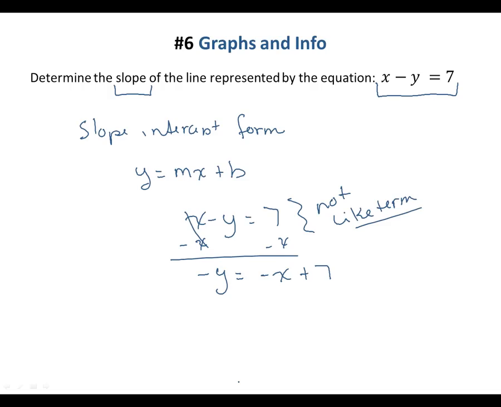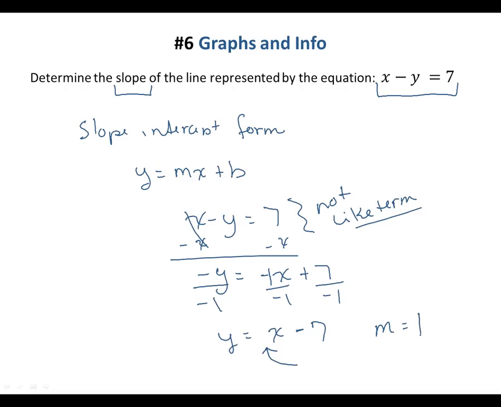So we need to solve this equation for y. Right now it says x minus y equals 7. What's the first step to solve this equation for y? Okay, this x needs to be on the other side, so you're going to subtract it. So now I have negative y equals negative x plus 7. Why didn't I write that as 7x? I'm not multiplying. Good. Can I put these two together? No, why not? They're not like terms. You guys are ready for this exam. Good. So am I done now? No. What's wrong?